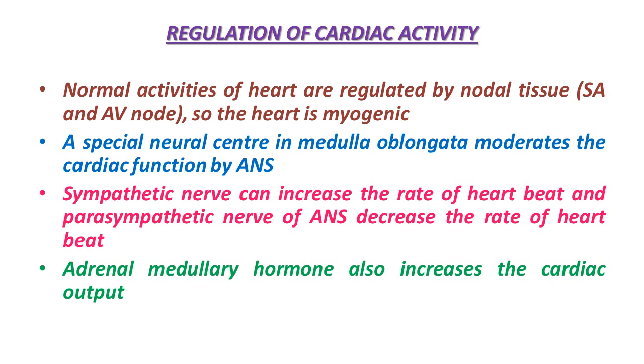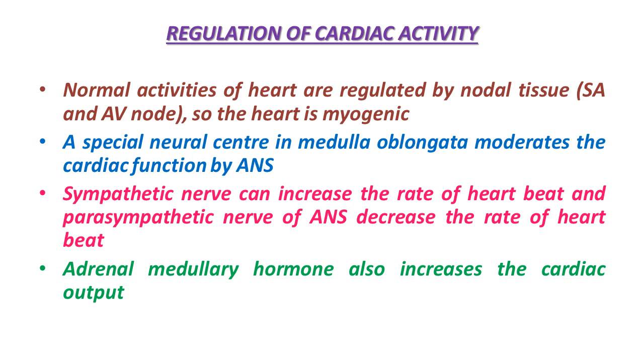When we discuss regulation of cardiac activity, normal activities of the heart are regulated intrinsically. It means that it is auto-regulated by specialized muscles, these nodal tissues, and that's why the heart is known as myogenic heart. As we know the function of SA node and AV node, now it is clear to us. A special neural center in the medulla oblongata in our brain can moderate the cardiac function through the autonomic nervous system, in short ANS.